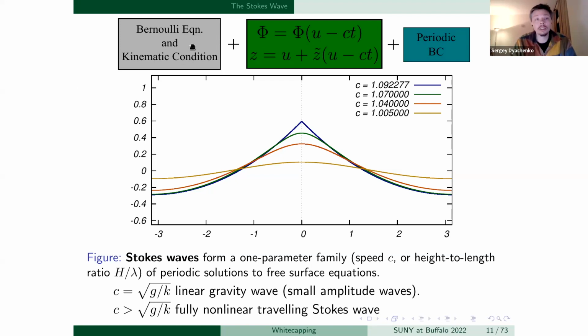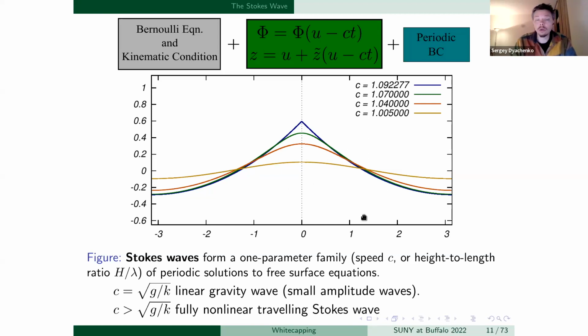The numerics is done as follows. You take the Bernoulli equation and kinematic condition, you plug in the ansatz of a traveling wave for the velocity potential, identity transformation plus a traveling wave in the conformal map, you enforce periodic boundary conditions, and you get the so-called Babenko equation, which was first derived by Babenko in 1987. And then you can solve this Babenko equation numerically. It's actually a very nice equation to solve numerically because it has some really nice adjointness properties for its linearization operator, which I will show later would be important.